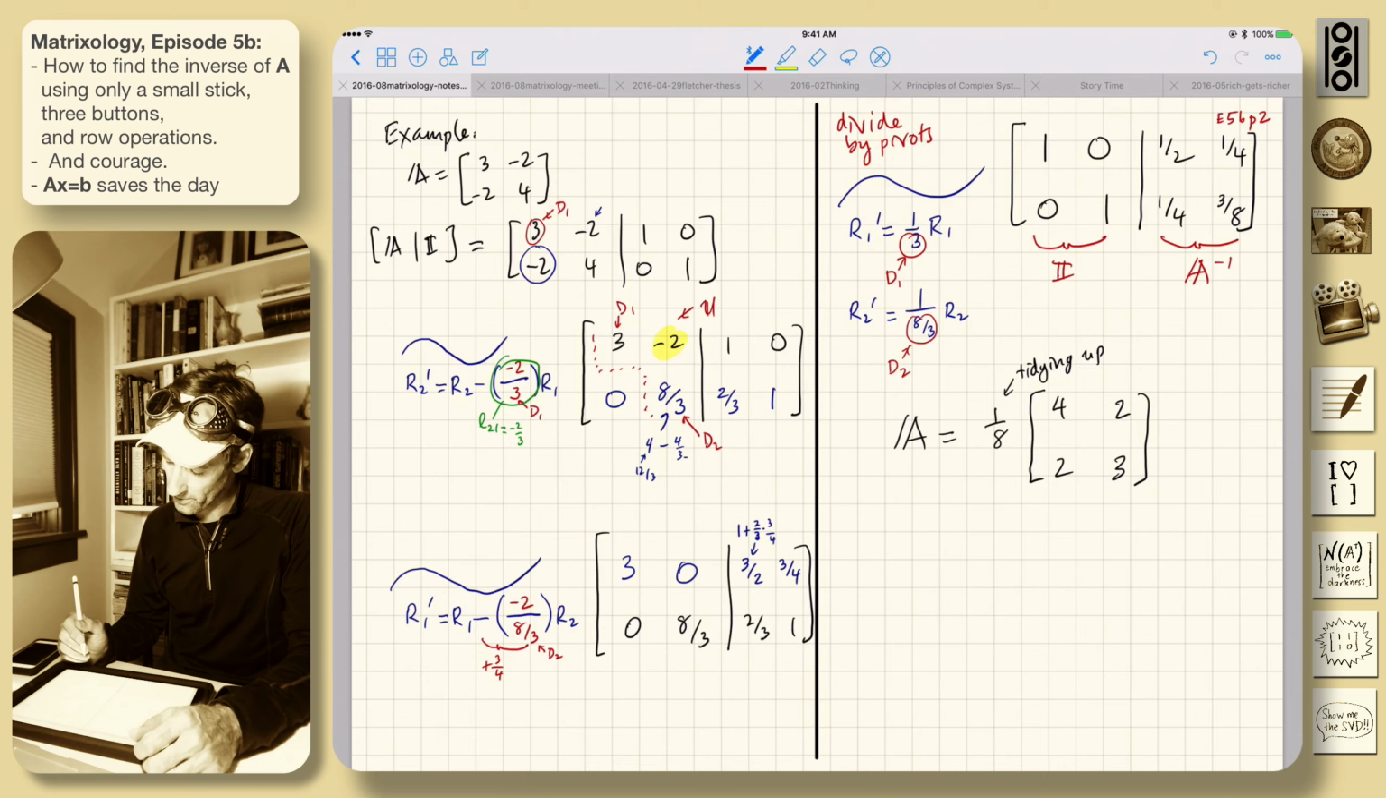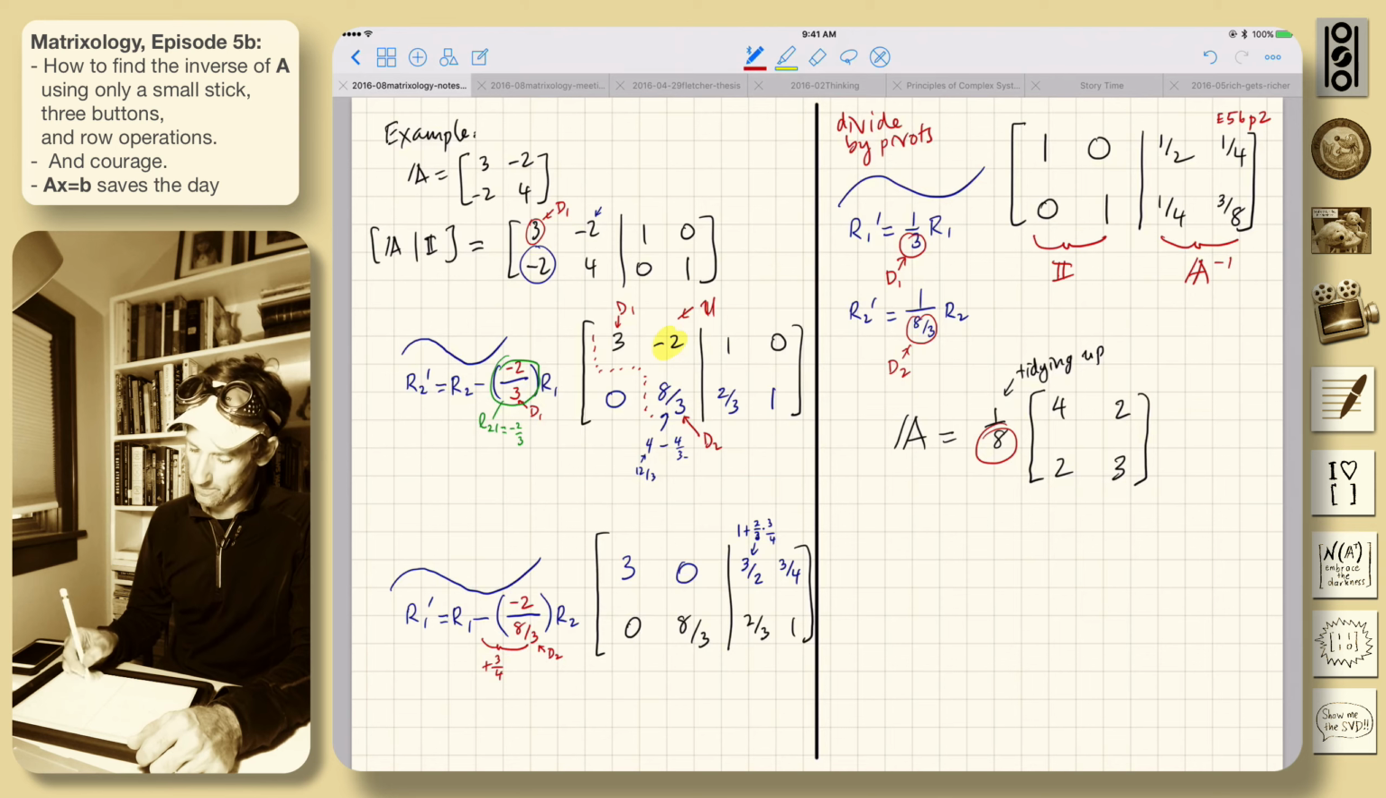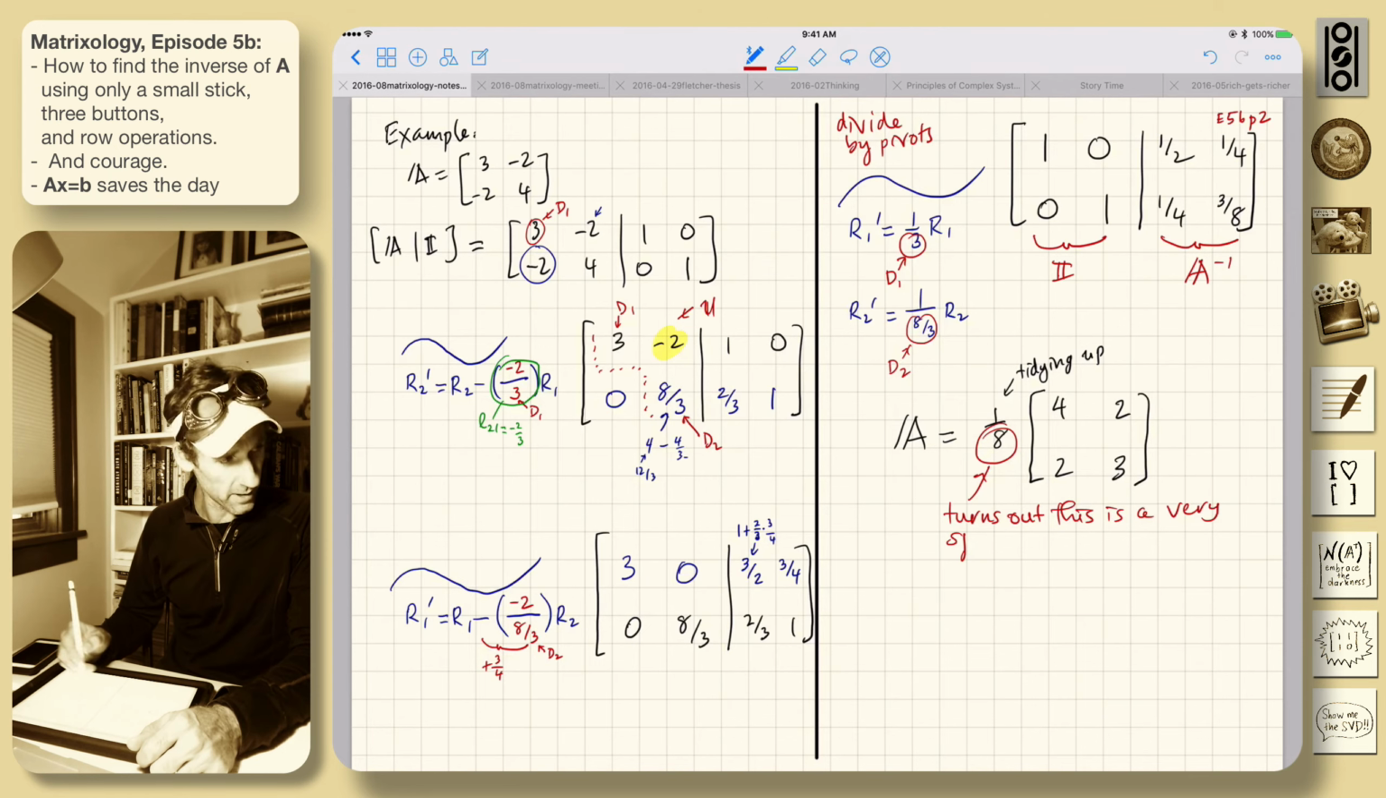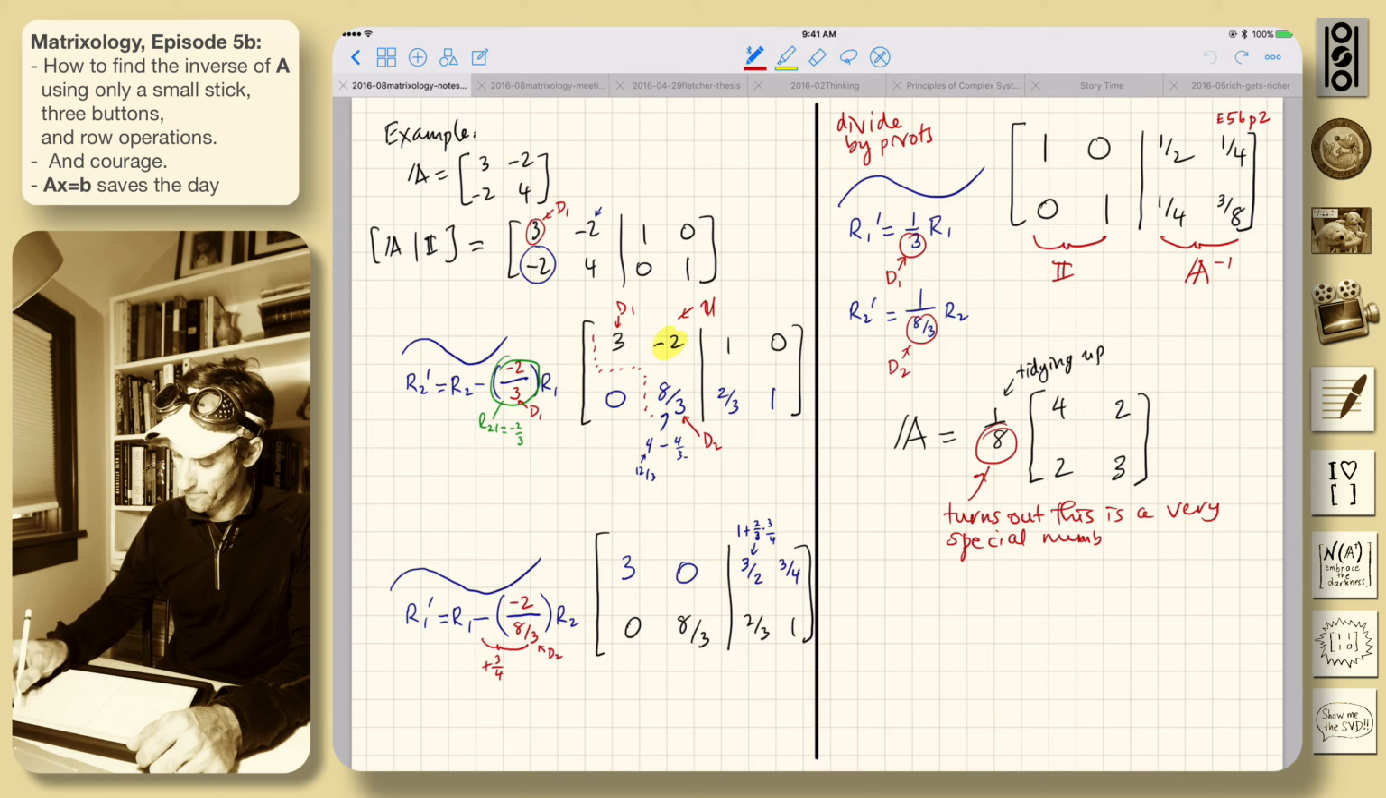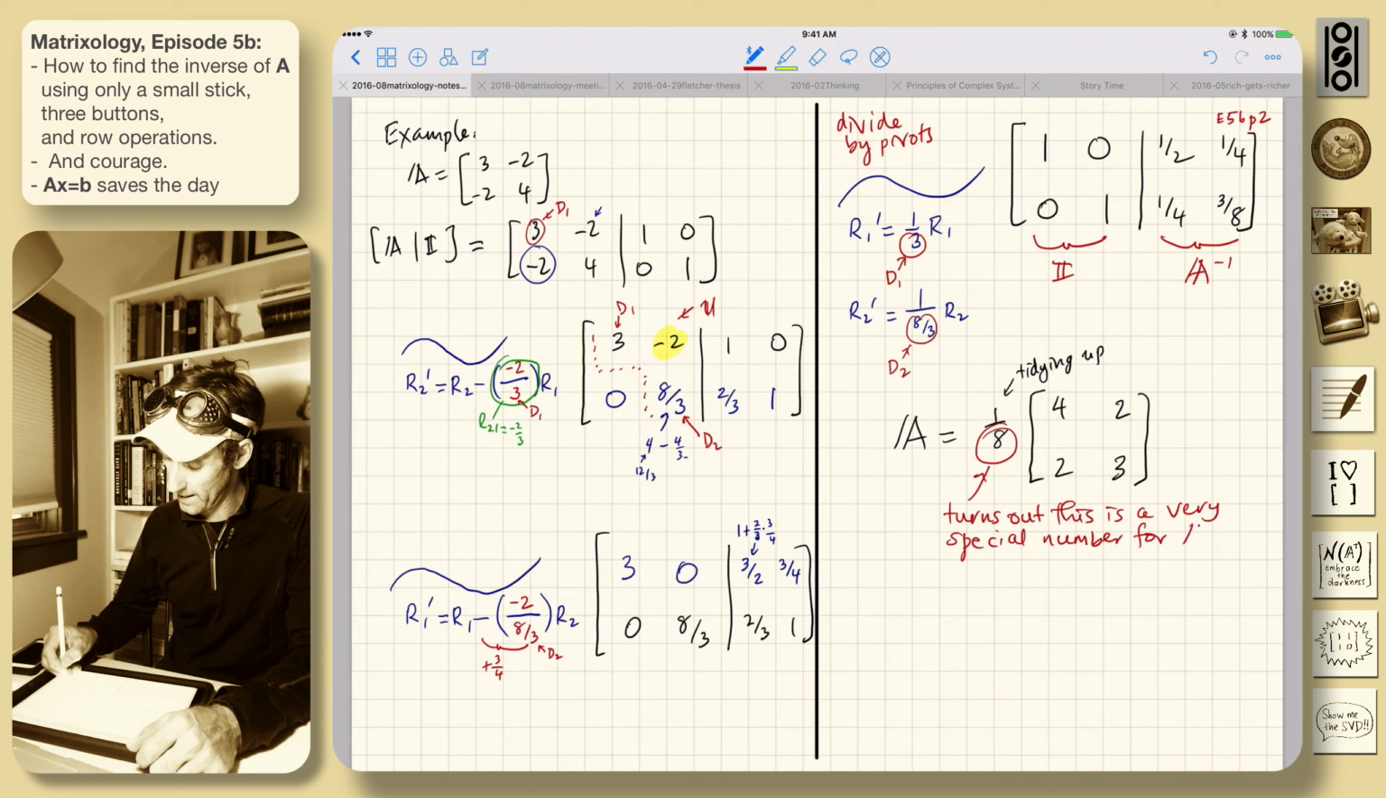It's kind of stressful. So, this is actually a special number. I pulled out 8. I could have pulled out anything, right? But turns out this is a special number. Very special. A very special number for A. Yeah, it's funny. They wanted me to write in gold leaf and all those things, but come on, guys. For A. It's called the determinant.